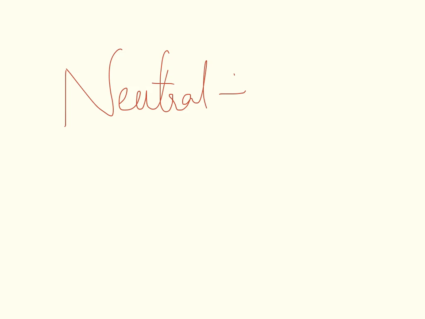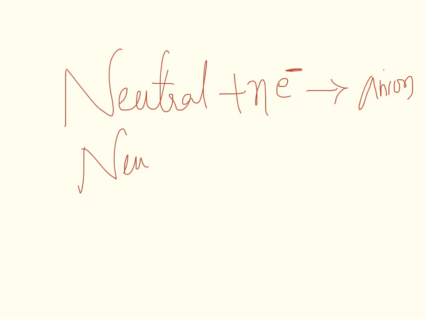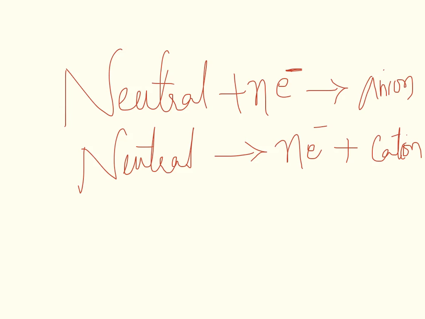Okay, so take a neutral atom. To that, if you add electrons, I won't say one electron, but if you add any number of electrons, so I will say n number of electrons, what you get is an anion. And if you take a neutral atom, and from there, you remove any number of electrons, what you get is a cation. Okay?